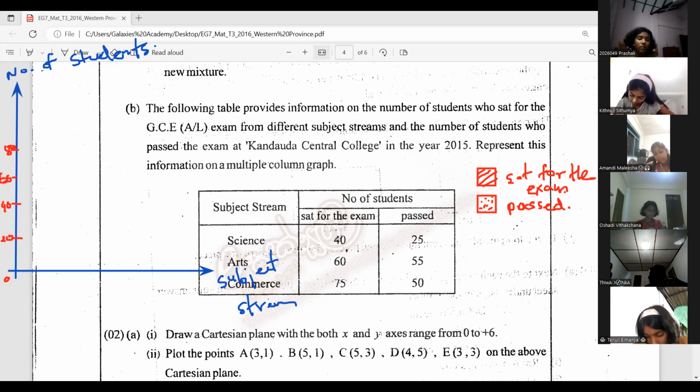Right? Then look at science. Set for the exam 40. Set for the exam 40. I can draw like this.